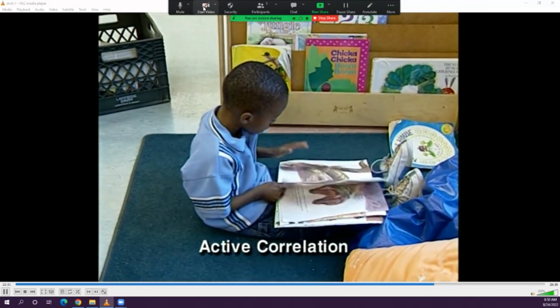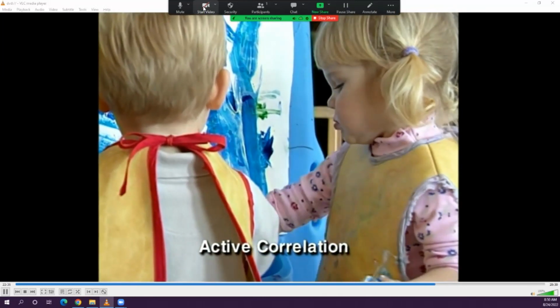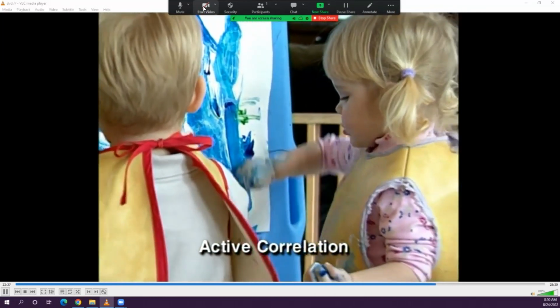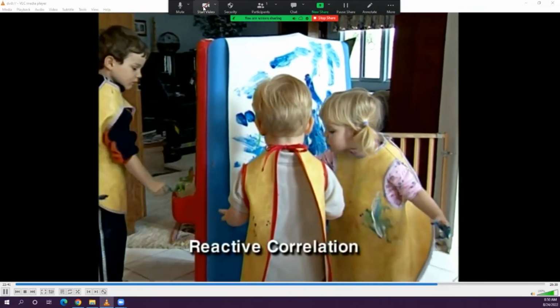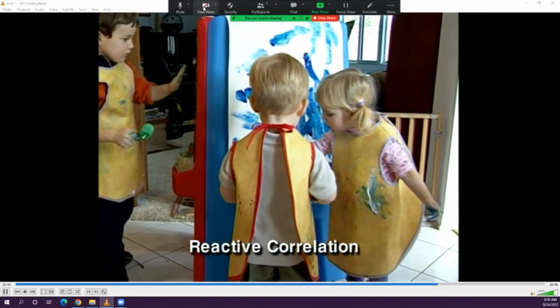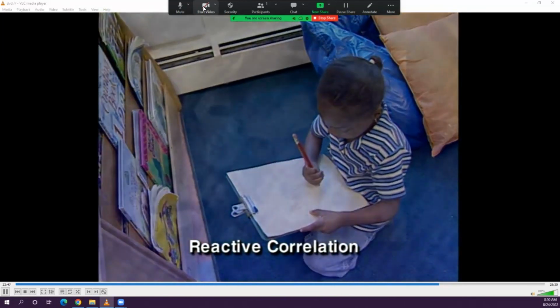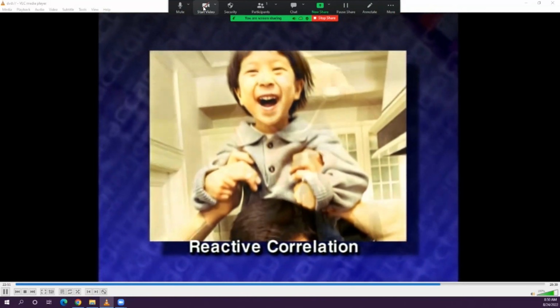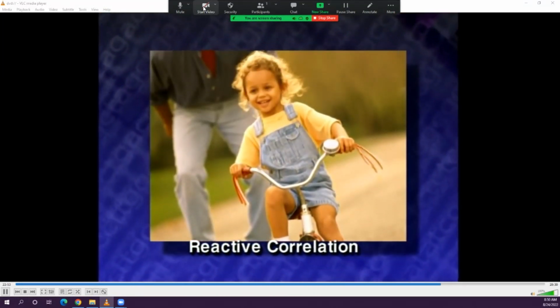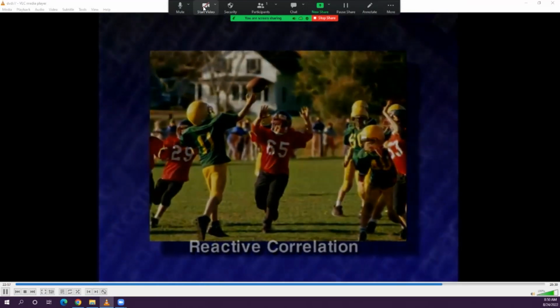Active correlation: genes influence what the child seeks out in the environment. An artistic child chooses activities which coincide with artistic interests. Reactive correlation: environment reacts differently to people with different genetic profiles. Parents who are not athletically or artistically inclined may make an effort to provide either athletic or artistic experiences for their child.